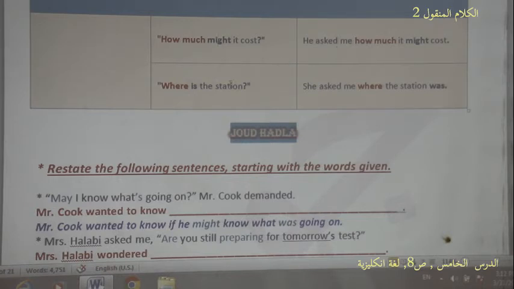Now the last one. Where is the station? He asked me where the station is. Now replace or change the tense. So present simple, past simple. In this case, she asked me where the station was.